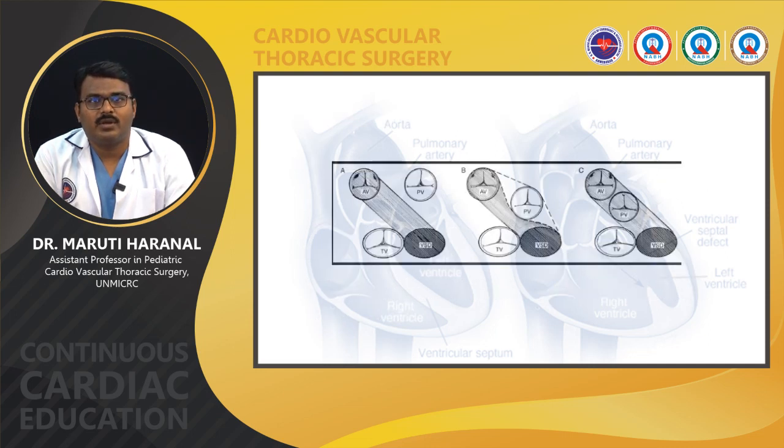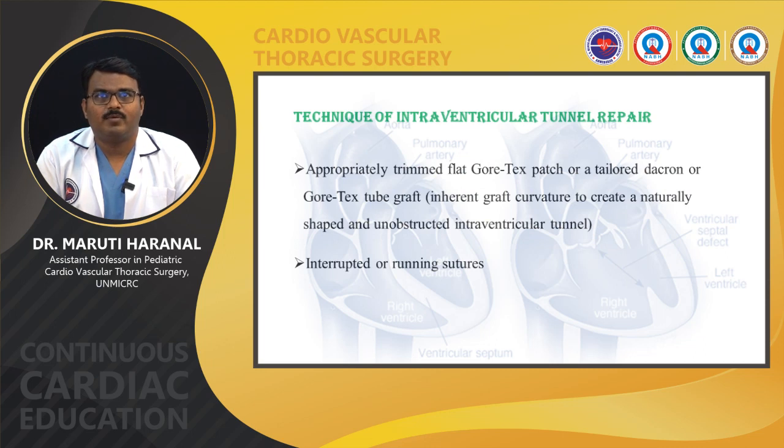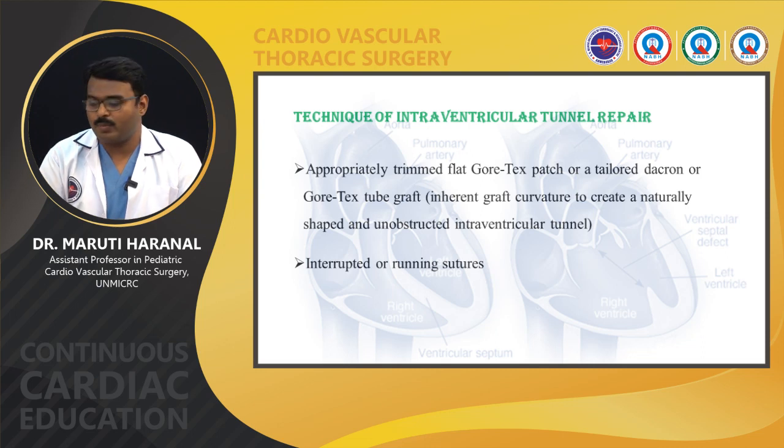As you can see in diagram A, the distance between the tricuspid valve and the pulmonary valve is more than the diameter of the aortic annulus, hence a smooth interventricular tunneling can be performed. In cases where the distance is lesser, either it can impede the pathway of interventricular tunneling or it can preclude the operation, subjecting patients to other modalities of surgical treatment. An appropriately trimmed flat Gore-Tex patch or a tailored Dacron or Gore-Tex tube graft can be used for interventricular tunneling with either interrupted or running sutures depending upon the surgeon's preference.